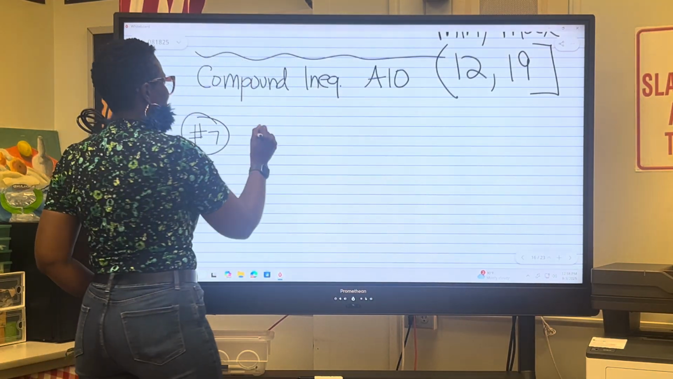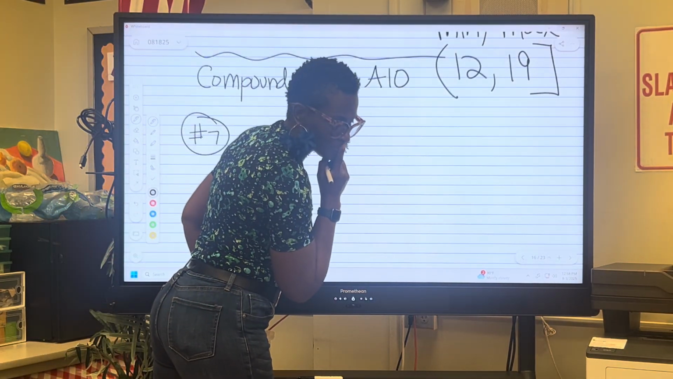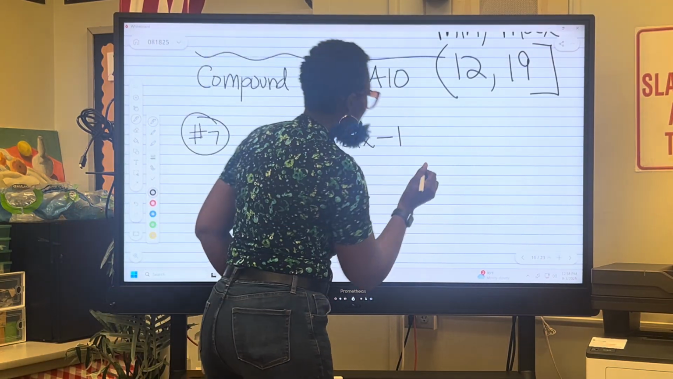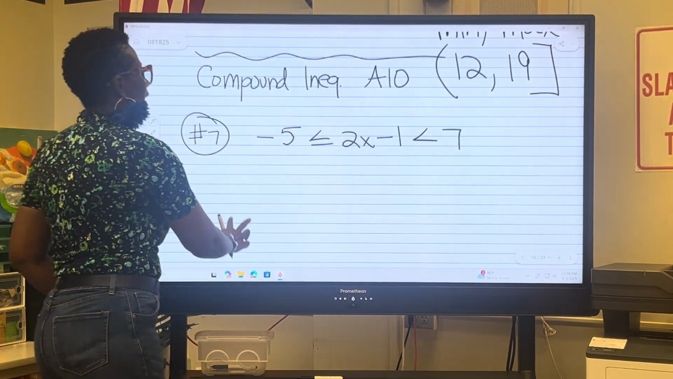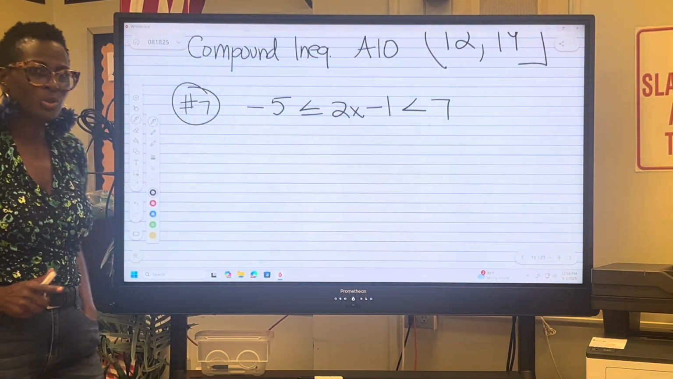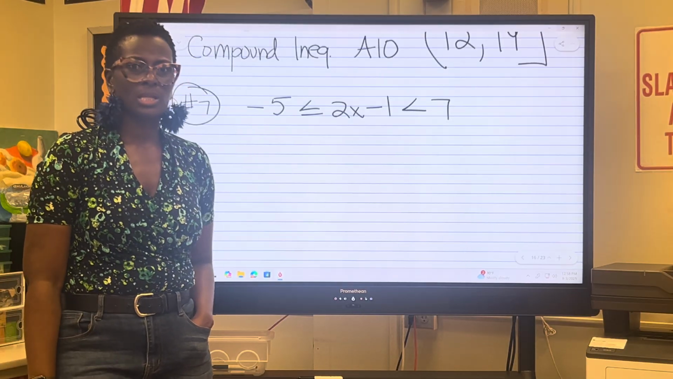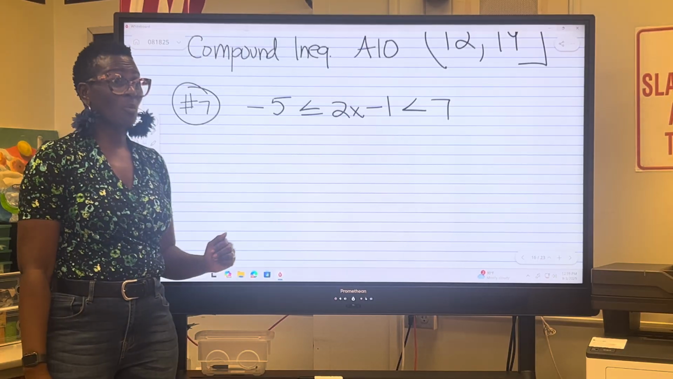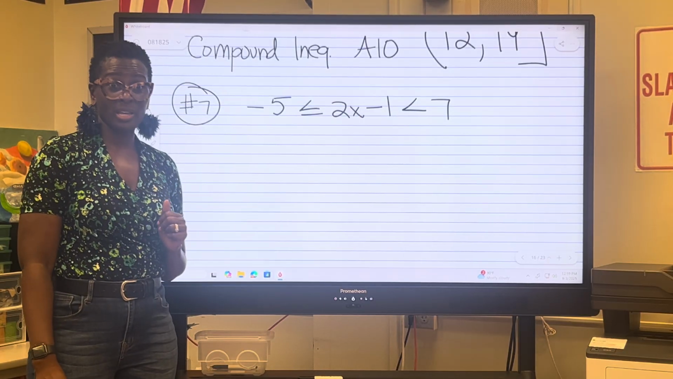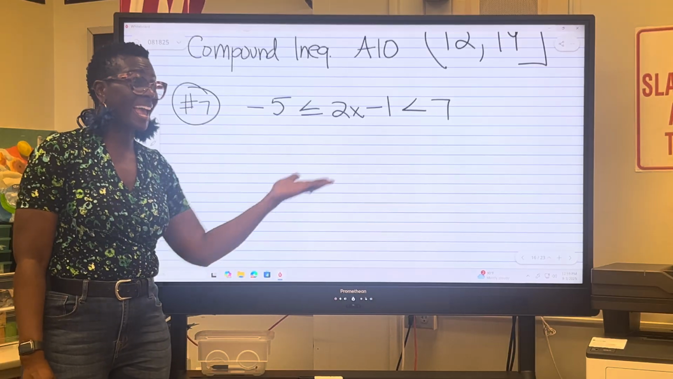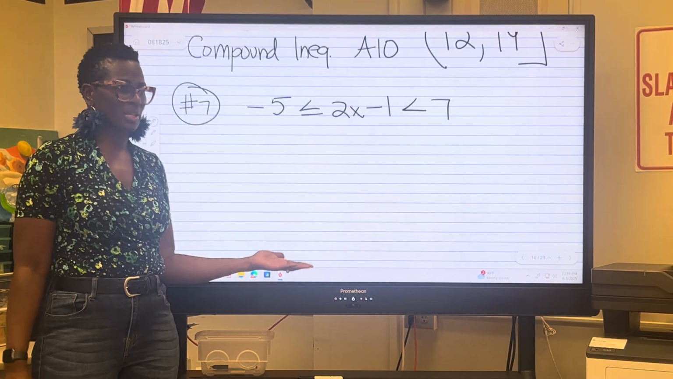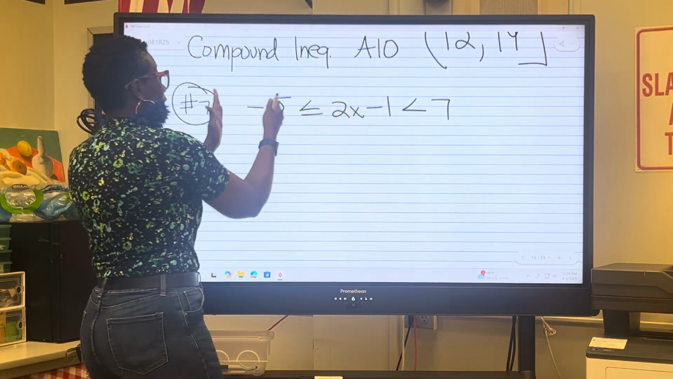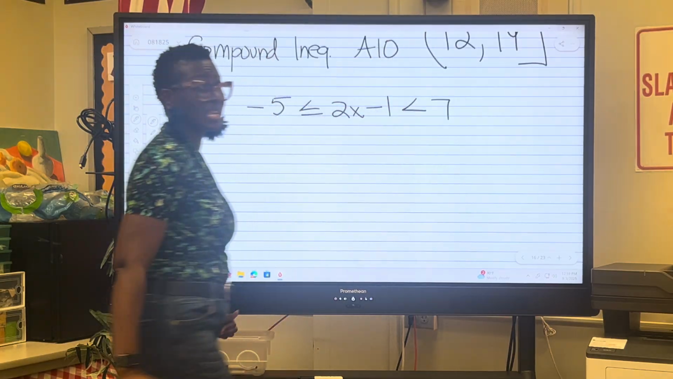Number 7 says -5 is less than or equal to 2x minus 1, which is less than 7. How do you know that this is a compound inequality? It has 2 conditions. What are your 2 constraints? -5 and 7. This is called an and inequality. How do I know? Because it has to meet both conditions. It has to be greater than or equal to -5 and at the same time less than 7.